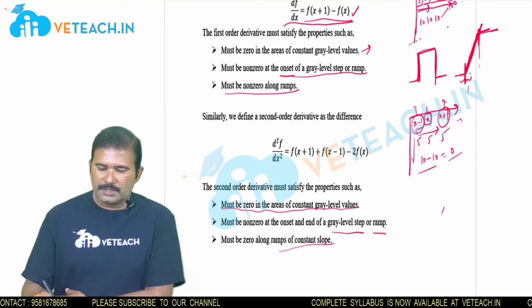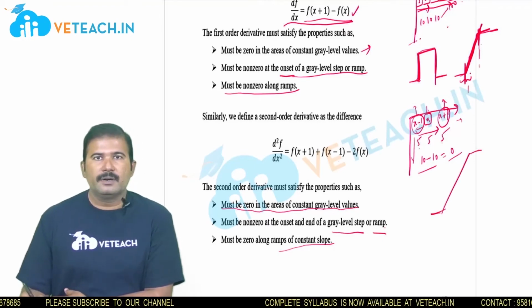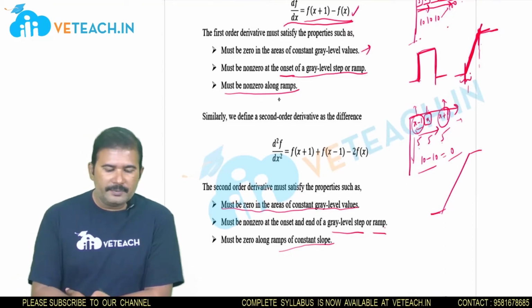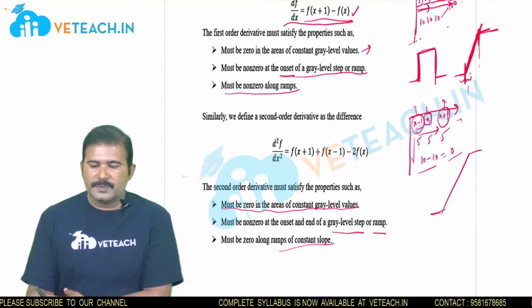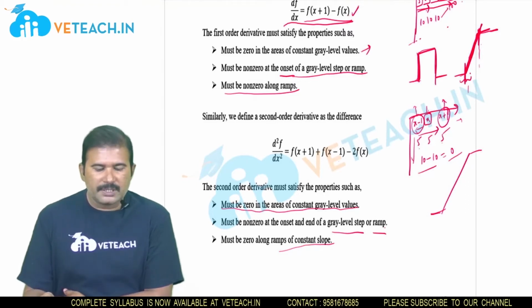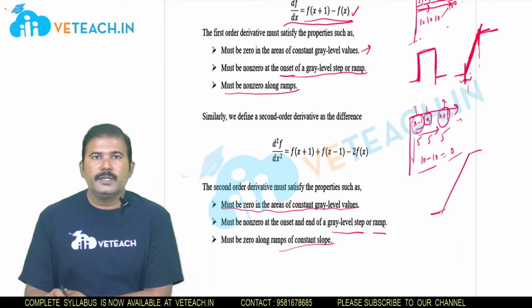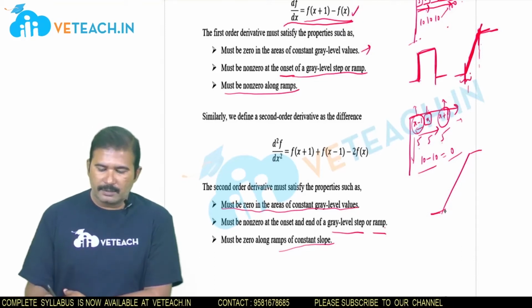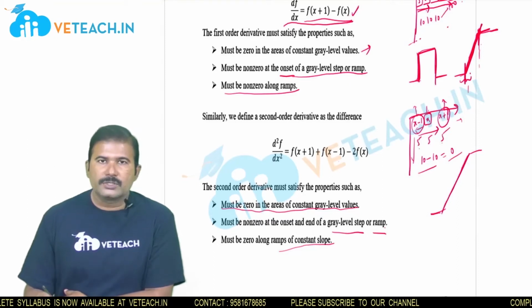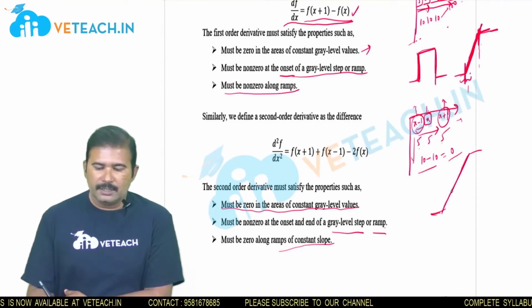That means if a constant slope ramp is taken, this is the main difference between the first order derivative and the second order. The first order derivative is non-zero along the ramps, irrespective of whether it is a linear ramp or non-linear ramp. That means with constant slope or changing slope, the first order derivative should be non-zero along the ramps. But if the ramp has a constant slope, then the second order derivative yields a 0 value.